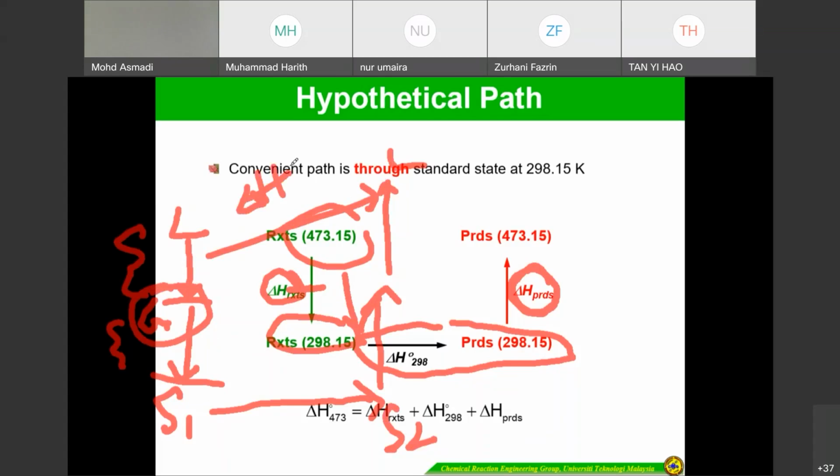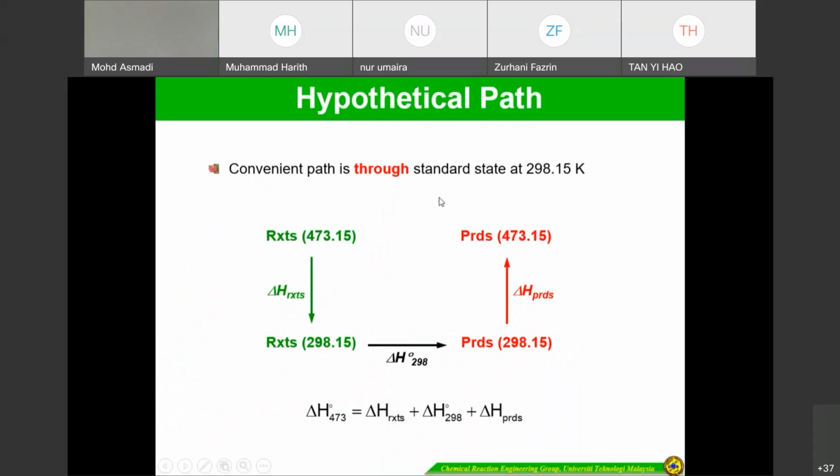The hypothetical path is important. If you are not familiar with or have not mastered this hypothetical path, I don't think you can calculate any problem after this. So just combine delta H reactants plus delta H not and then delta H products.